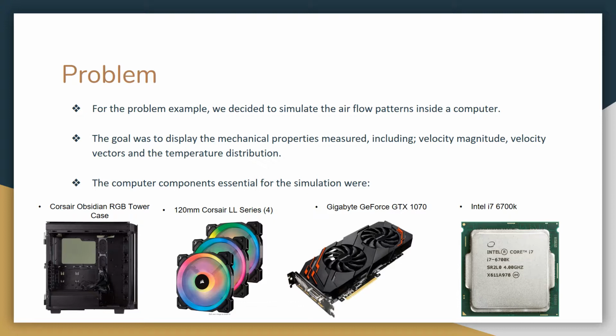The graphics card and the processor were essential for the project specifically because they exert a certain amount of heat within the case, which in turn heats up the air within the case. The point of the fans is to provide colder air, which will in turn cool down the GPU and the processor, and then the air will exit through the backside of the case with the fourth fan, which had a certain velocity.